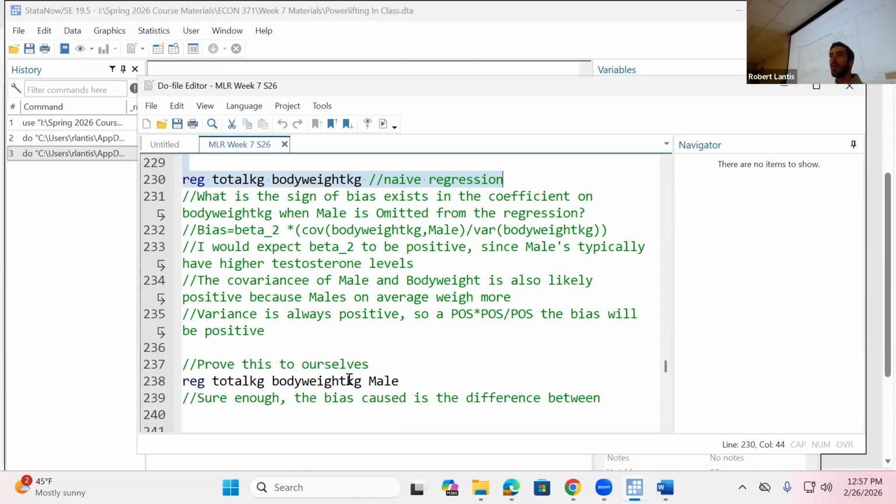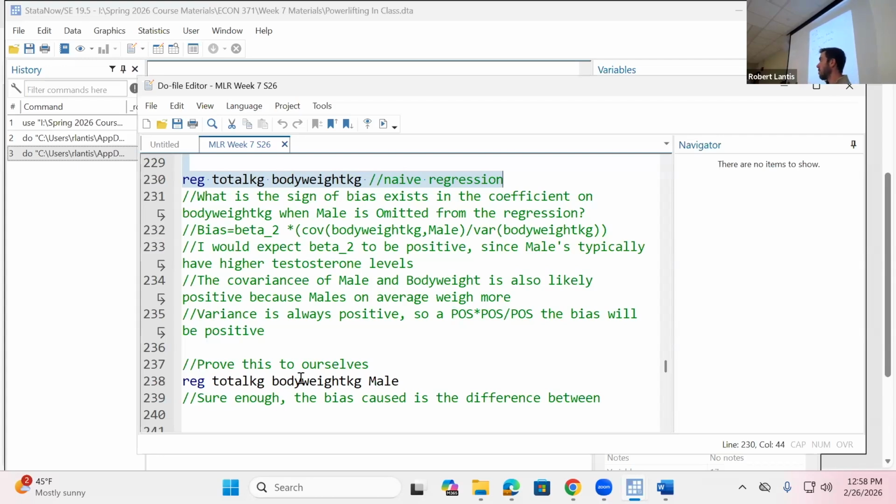But let's think about how we could maybe put a sign to this bias. Maybe not calculate the actual value, but at least put a sign to it. I'll go to the formula sheet to show you where this is. If I run this regression where I've got total weight lifted, and I'm trying to predict that with body weight, I'm just abbreviating things here. My bias is always going to be the coefficient of the variable that I omitted times the covariance of the variable that I'm worried about the bias in.